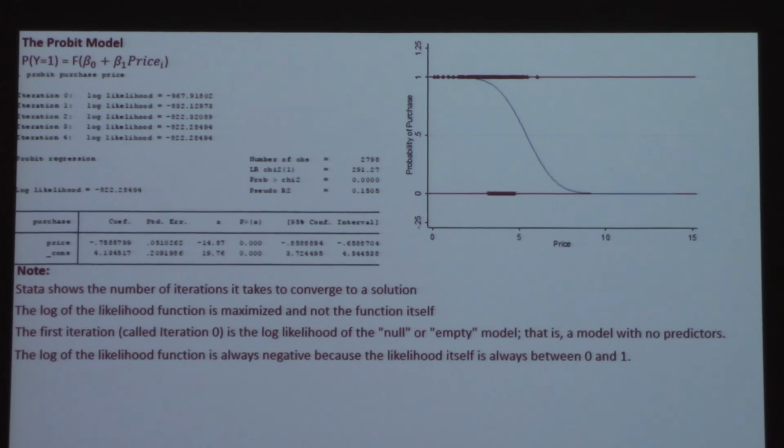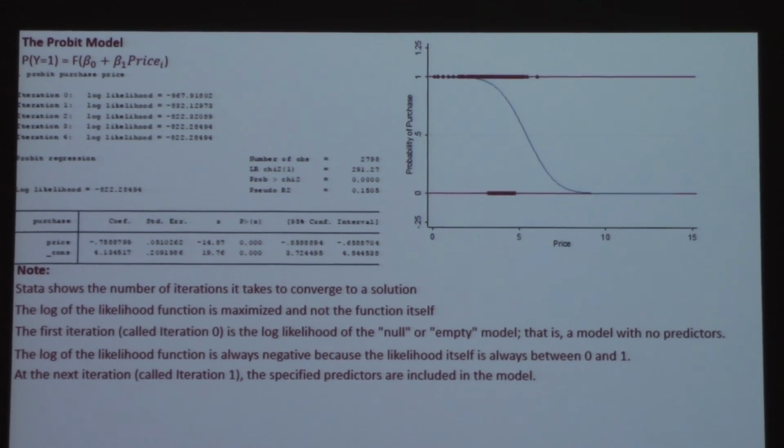The log likelihood function is negative because the likelihood itself is always between 0 and 1, so we're taking the log of that, so we get a negative number. And you can see the log likelihood numbers, the actual numbers themselves, negative 967, and so on. The next iteration is called iteration 1, and that's where the independent variables are included.